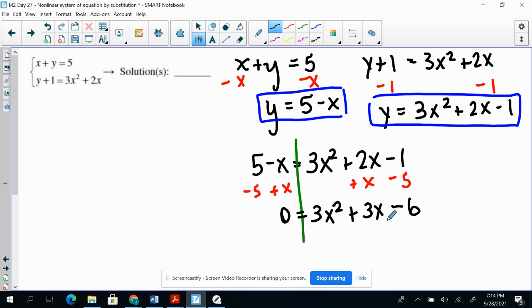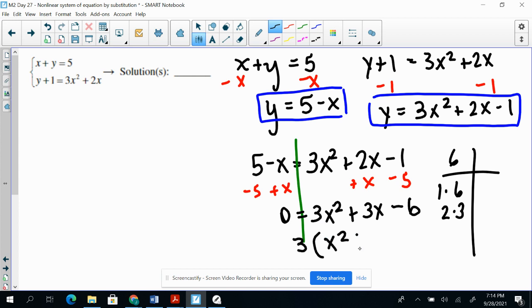Now, this is another one of those problems where there's no multiple pair of 6. I have 1 and 6, 2 and 3, and that's it. And there's no way that either one of those are going to come together to give me a 3. Now, we do have a GCF of 3, so we can get that out and check it. So 3x squared plus x minus 2. Now, that one looks good. We probably can factor this one.